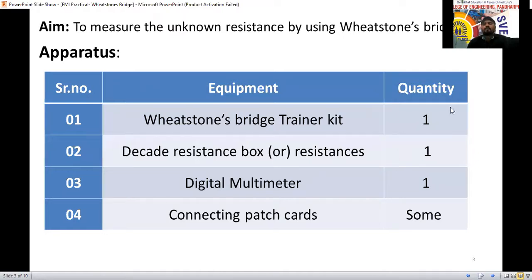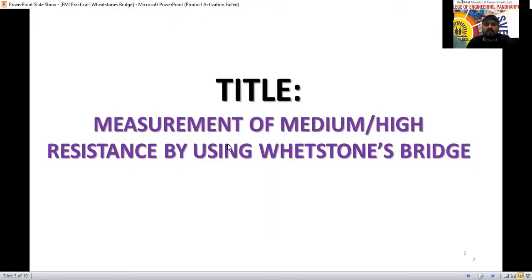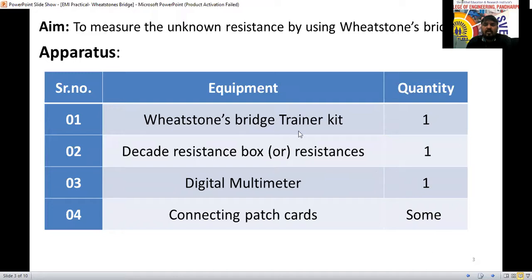So experiment number 2 is measurement of medium resistance. Actually, it is applicable to medium resistance only, by using Wheatstone bridge. The main aim of this experiment is to measure an unknown resistance using the Wheatstone bridge. Wheatstone derived one bridge circuit to measure the unknown resistance, so the name came, Wheatstone bridge. That bridge circuit we are going to perform in the practical here.